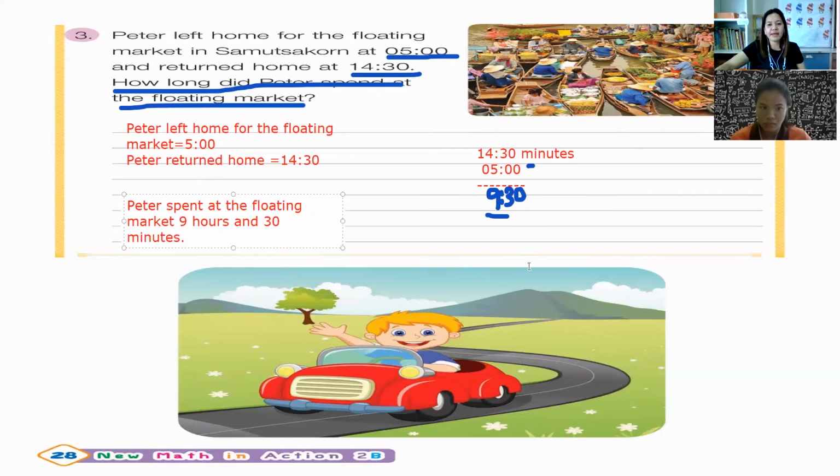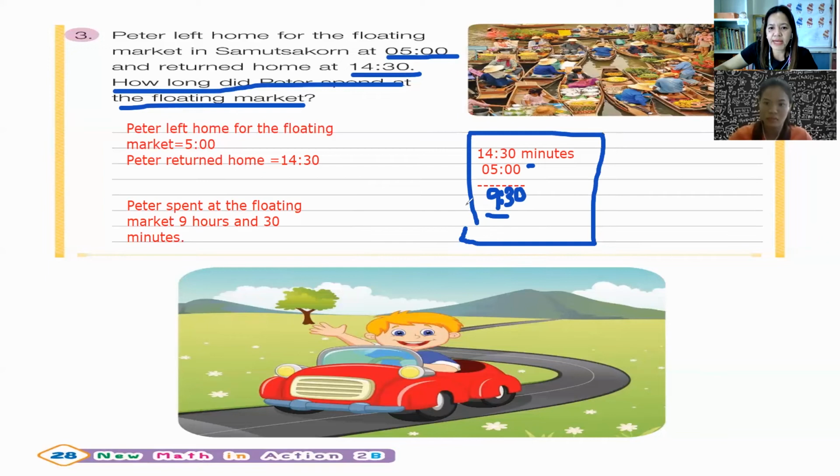Okay, so it's minus. Again, I will repeat this part for clarification. 14:30 minus 5 o'clock. So 0 minus 0 is 0. 3 minus 0 is 3. 4 minus 5 cannot be, so we will use the 14. 14 minus 5, 9. And we got 9:30.